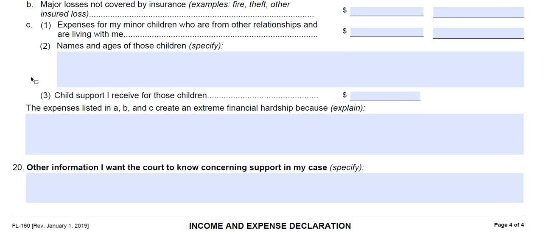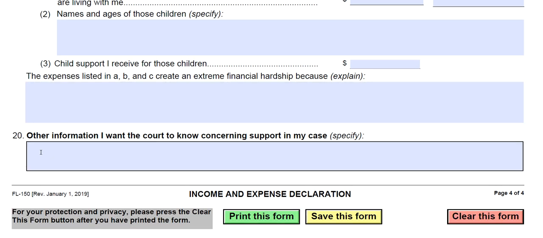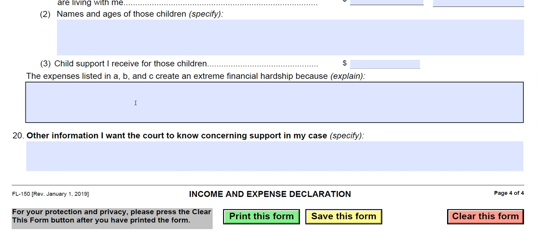You can list the names of other children who are your own children but are not included in this case. Maybe they have a different mom or dad. Those can be accounted for. And finally, there is an open box so you can make a statement explaining any sort of hardship that should affect your ability to pay support.